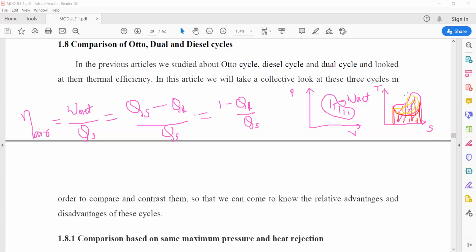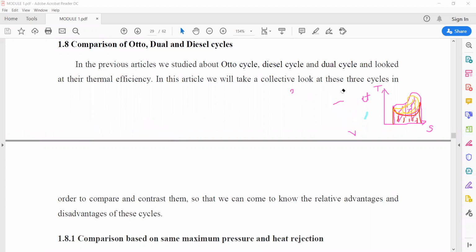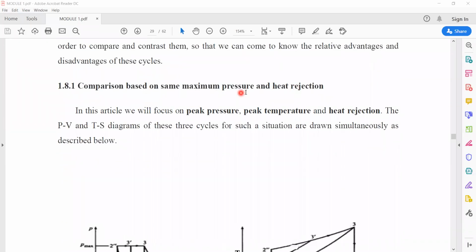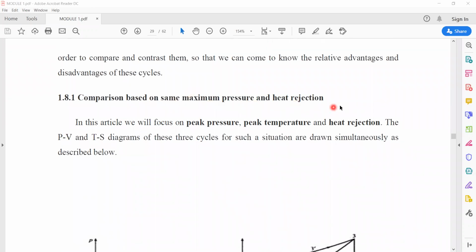Now, let's do the comparison based on the various parameters, under the various conditions. Let us write down the very first comparison. The comparison is based on the same maximum pressure and heat rejection.